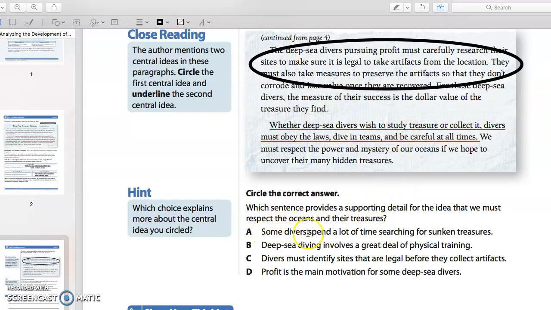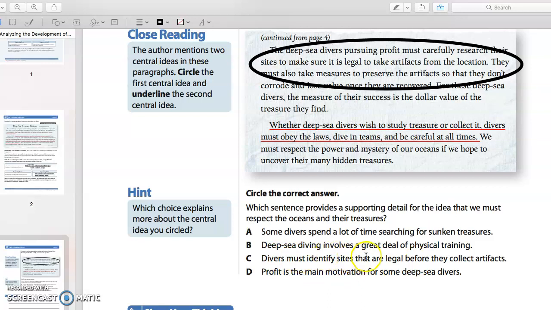So some divers spend a lot of time searching for sunken treasures. Is that respectful to the ocean? Not really. It's just they spend time searching for sunken treasure. That's just what they do with their time, okay? Deep sea diving involves a great deal of physical training. That's showing respect for the divers, but it's not really showing respect for the ocean and the treasures, right?